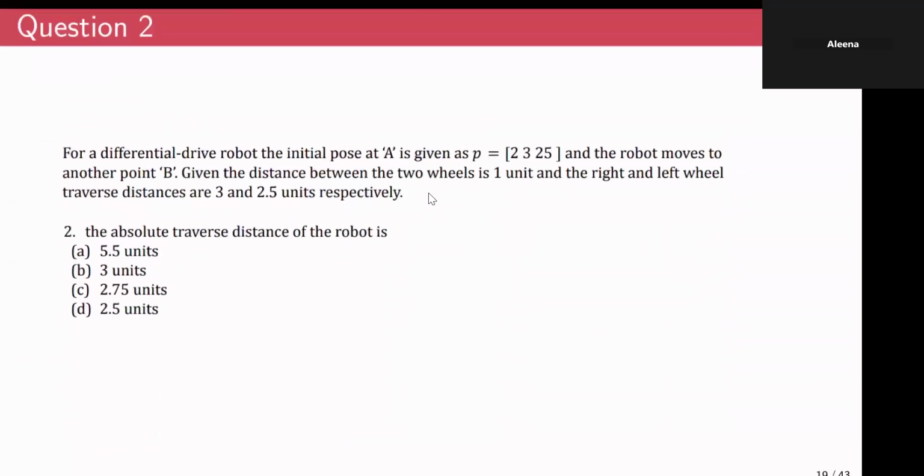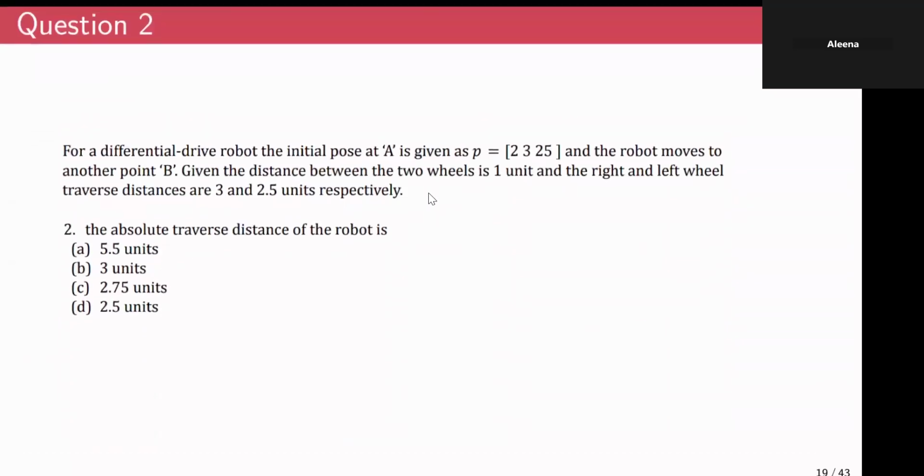Now, moving on to a numerical problem. It states that for a differential wheel robot, the initial pose at A is given by the position vector 2, 3, and 25, where the angle is supposed to be in degrees. These values correspond to x, y, and theta. This is our initial position.